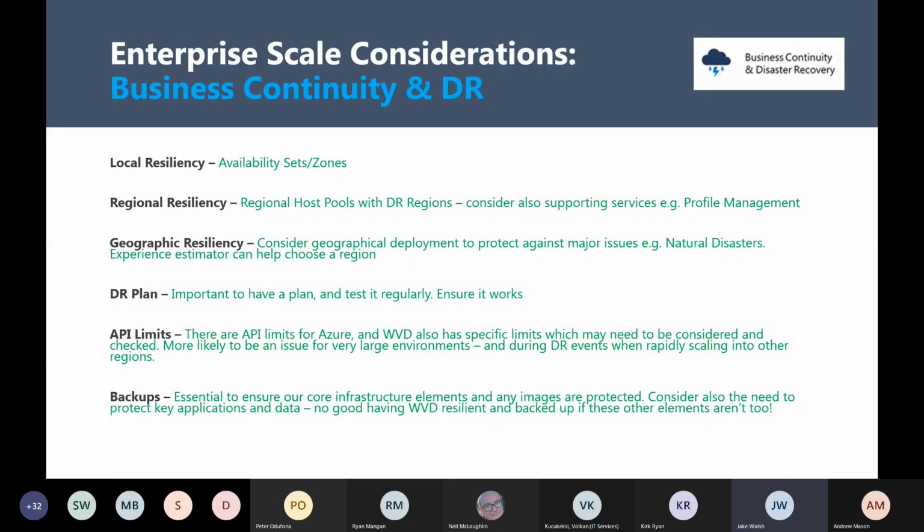So if we've got a session host image that's protected and replicated to another region, that's great. We can get that back and running in a short space of time because we can create session hosts from that image. But what about if we can spin up session hosts, but we haven't protected any of our web servers that run our line of business application? We don't have a method for bringing those back up. Those are the sort of questions to be asking when considering scale there, really.